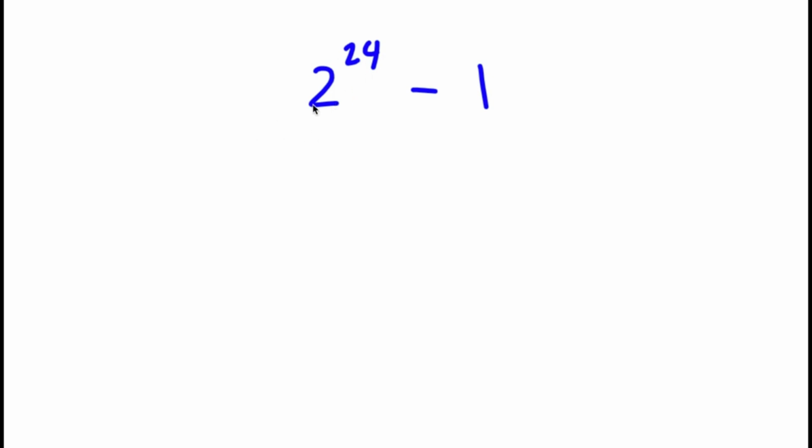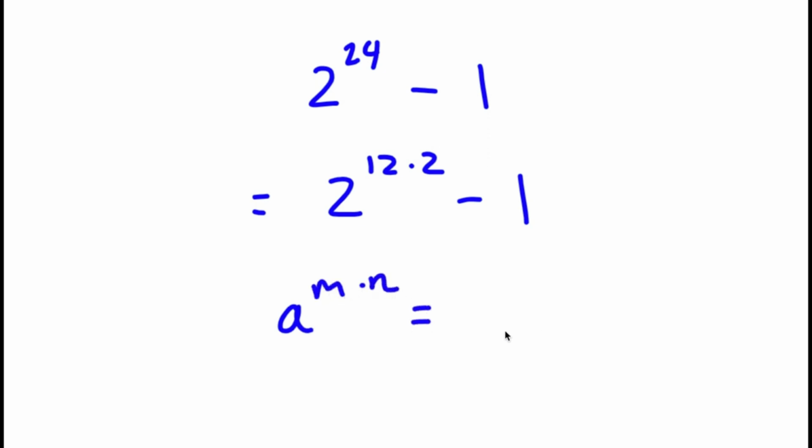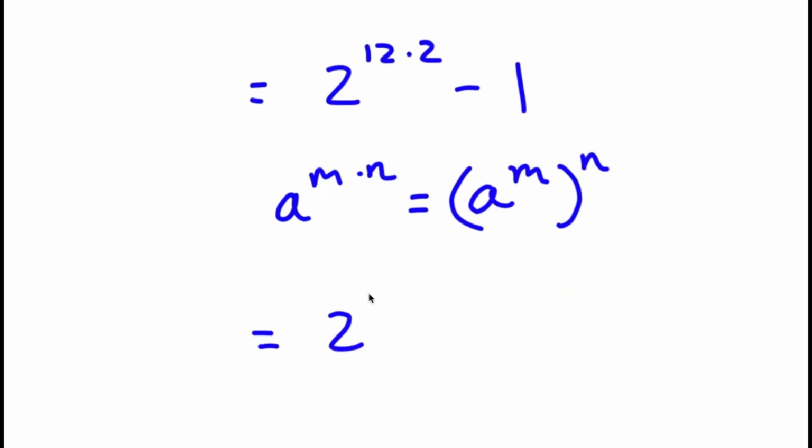Now, 2 to the power of 24, this is the same thing as 2 to the power of 12 times 2 minus 1. And now if I have something in the form a to the power of m times n, this is equal to a to the power of m to the power of n. So in this case, 2 to the power of 12 times 2, that's the same thing as 2 to the power of 12 to the power of 2. Now I have this minus 1.